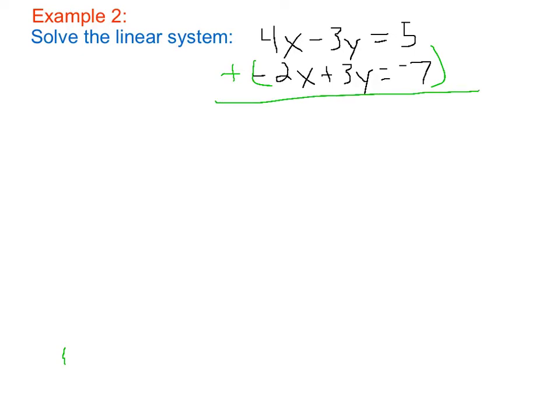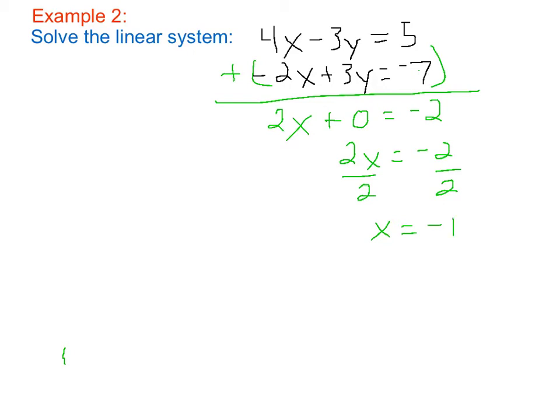So when I do 4x plus negative 2x, we get 2x. When we do negative 3y plus positive 3y, we get 0. And when we take 5 plus negative 7, we get negative 2. So now we've got 2x equals negative 2, divided by 2, and x is going to be negative 1. I'm going to take either equation, it doesn't matter. I'm just going to rewrite the first one.